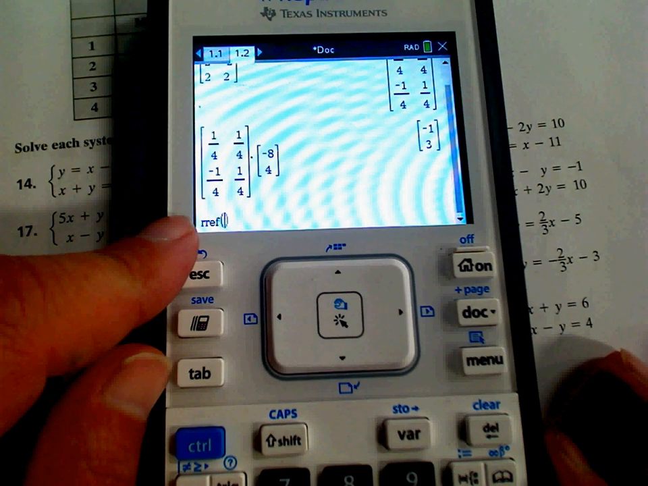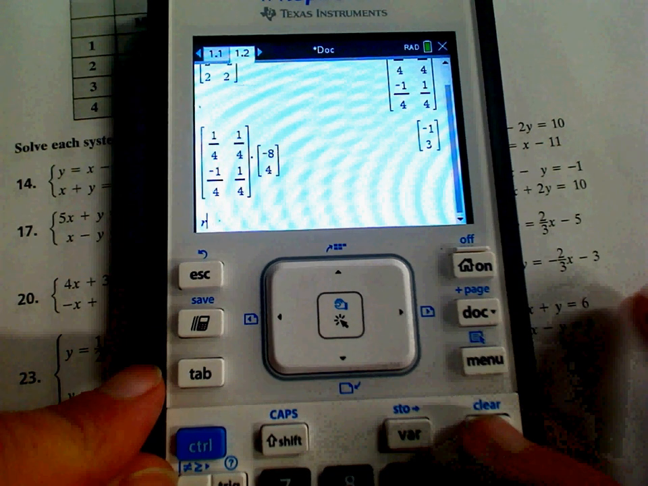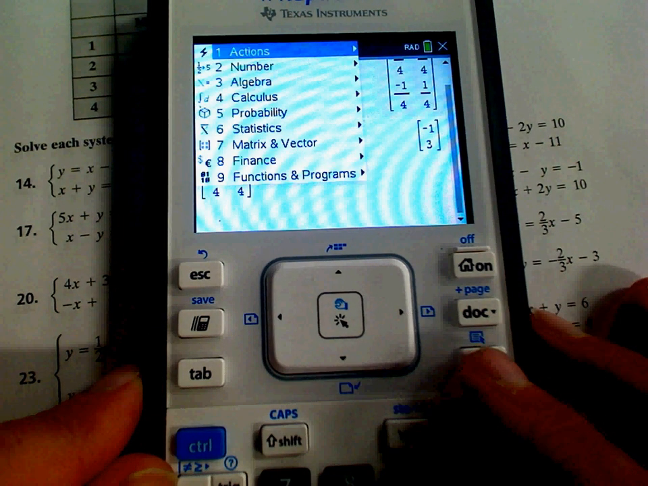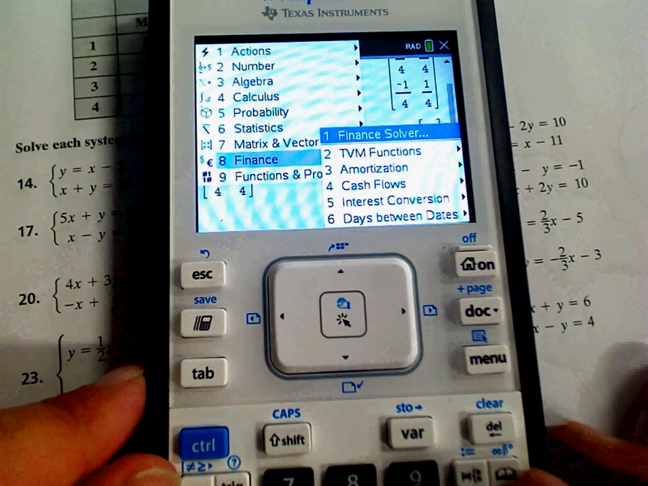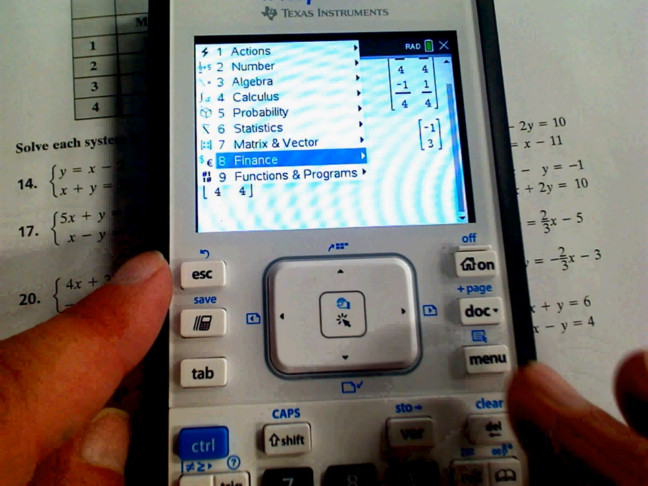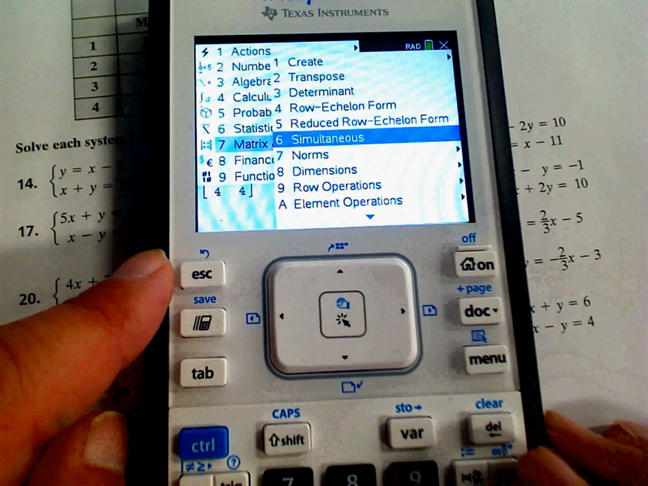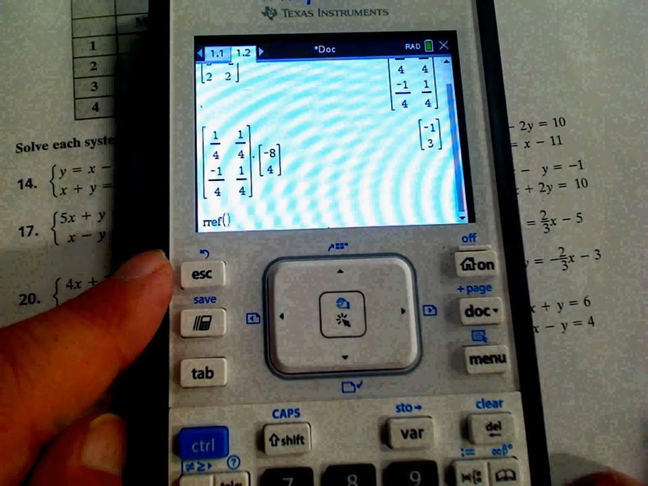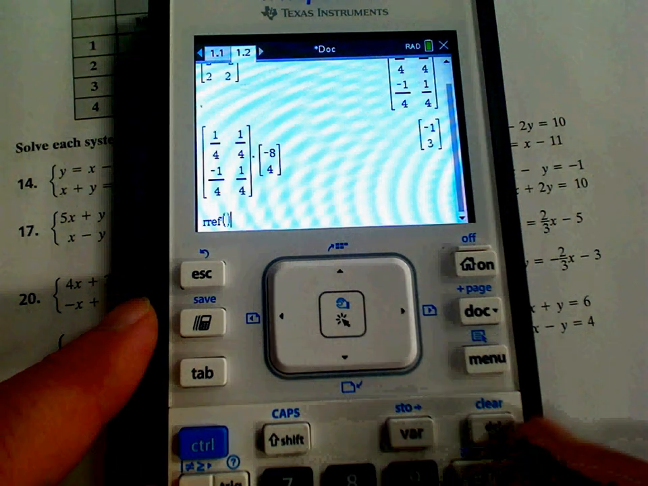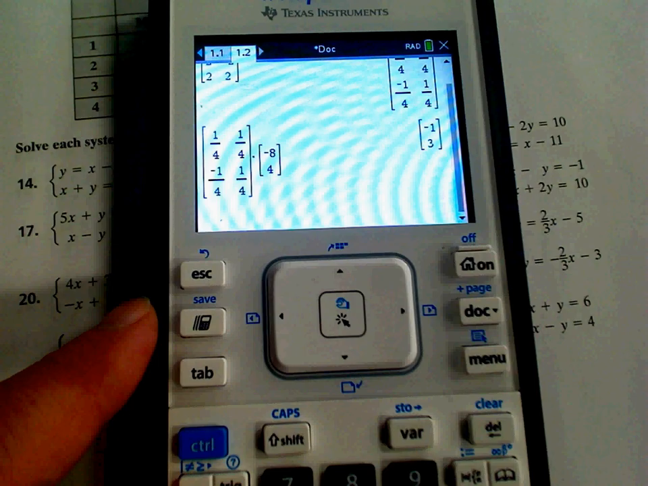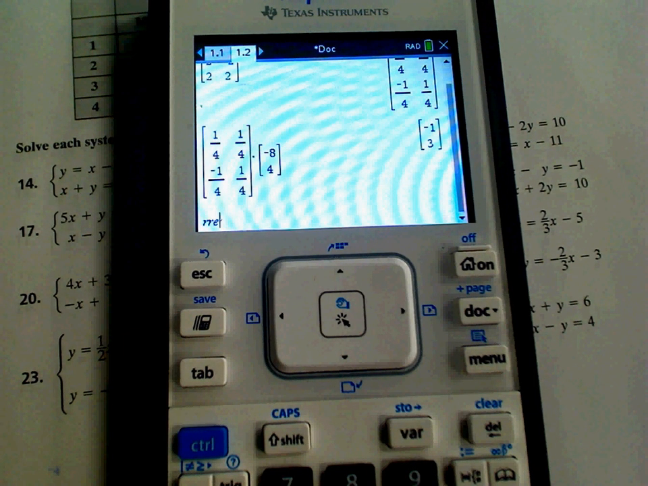I'll go back and do it again. Pay attention, everybody. Menu. Not 8, 7. Matrices. And number 5. Reduce row echelon form. By the way, if you don't want to go to the menu and get it, I can literally, just like other things, type RREF. That will give me the same function.